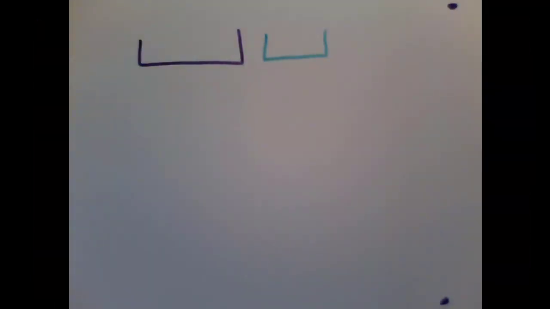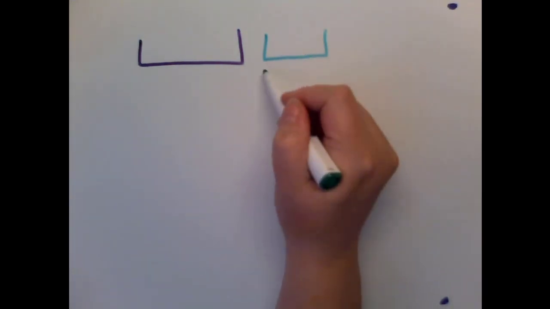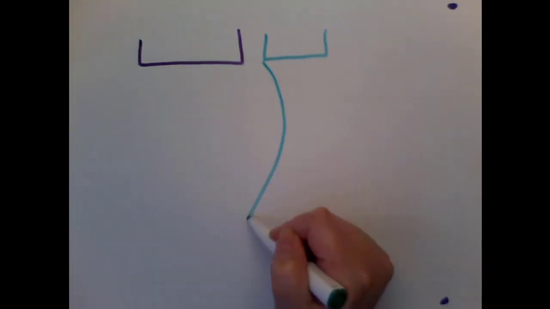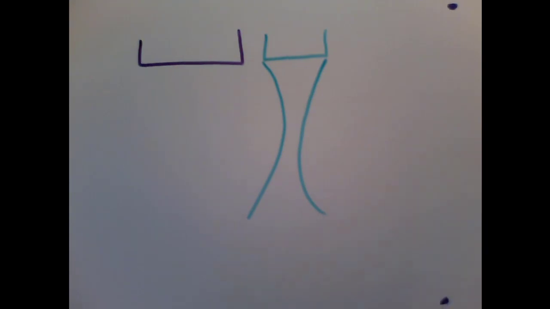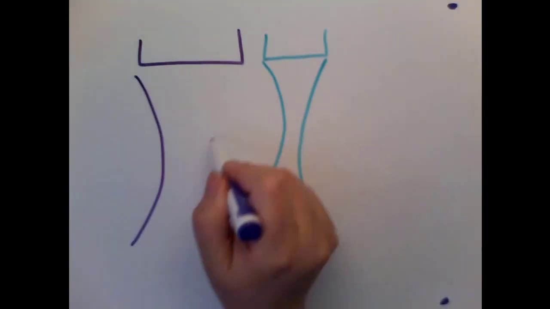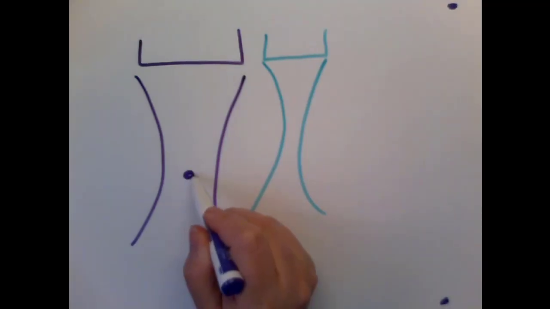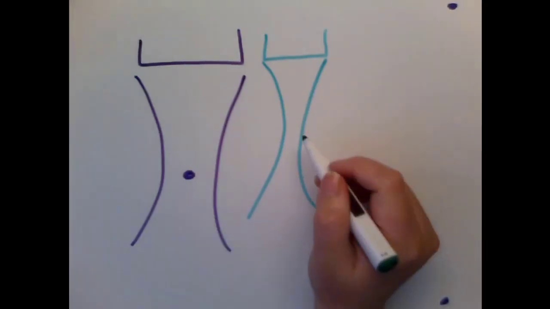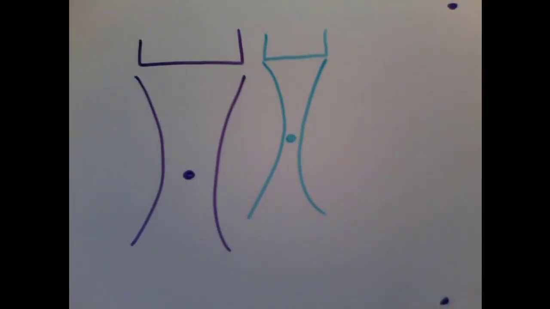So here I have two transducer faces. The green one is narrow, the purple one is wide. Our green one will have a shallow focus compared to our purple one, which will have a deep focus. Okay.